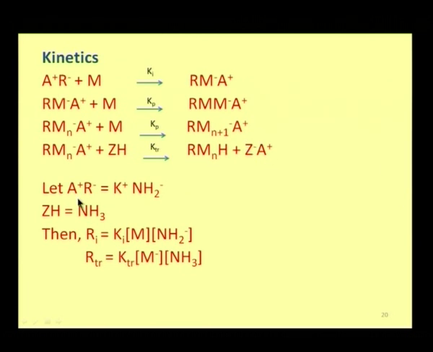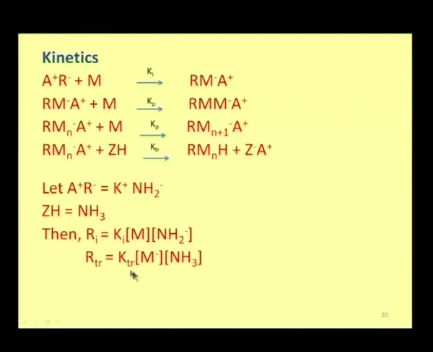Now, let us consider that the catalyst is K plus NH2 minus and the active hydrogen compound is the ammonia molecule. Then the rate of initiation Ri is given by Ki multiplied by the monomer concentration multiplied by the NH2 minus concentration, which is the nucleophile. And the rate of the transfer or termination reaction is KTR multiplied by the M minus concentration, and this also depends on the concentration of the active hydrogen compound, which is nothing but the ammonia molecule in this case.